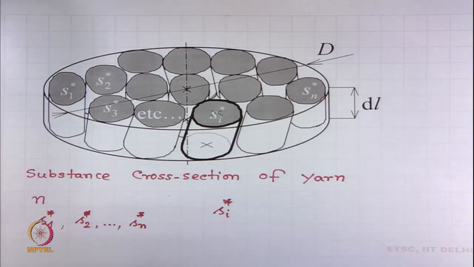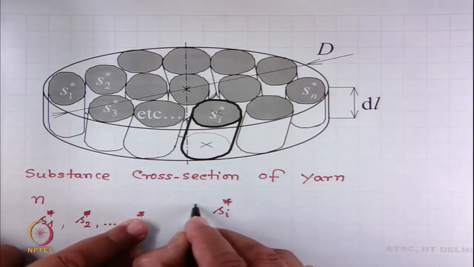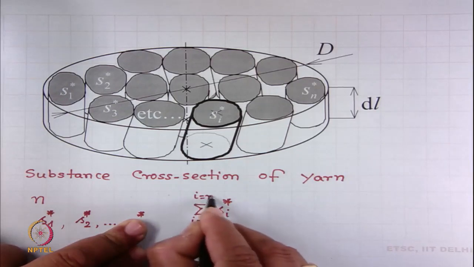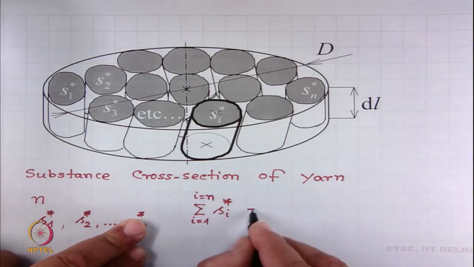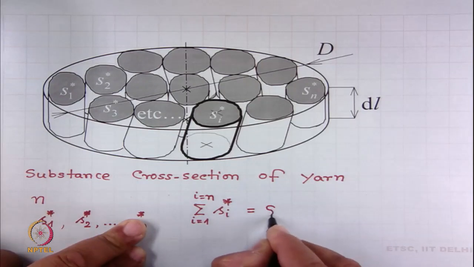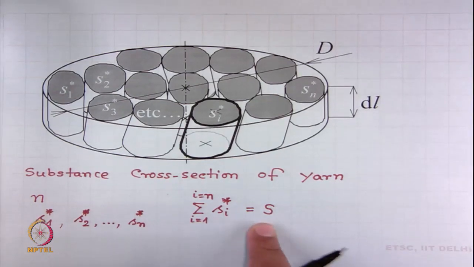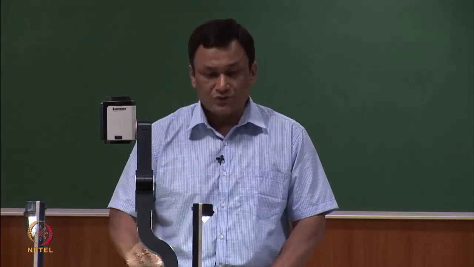Right? Okay. So, if we sum all these sectional areas, then we get a quantity we will denote by capital S. So, what is capital S? Capital S is the summation of all sectional areas of the fibers in the yarn cross section.